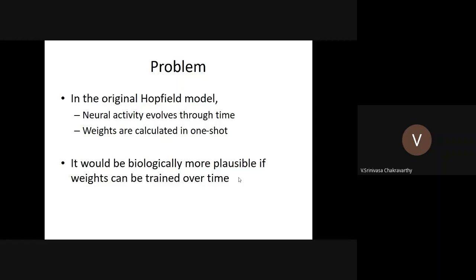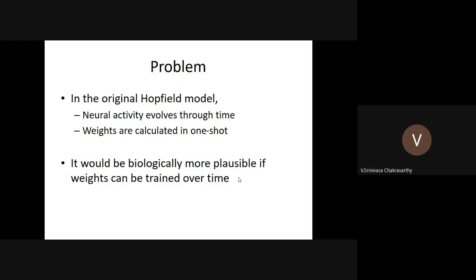Let us try to improve the Hopfield network and make it more realistic. For that, we need to understand what problems it has. In the original Hopfield model, the neural activity evolves through time, and weights are calculated in one shot. What we did in the Hopfield network is take the pattern and calculate the weights in one shot, which is quite absurd, right?